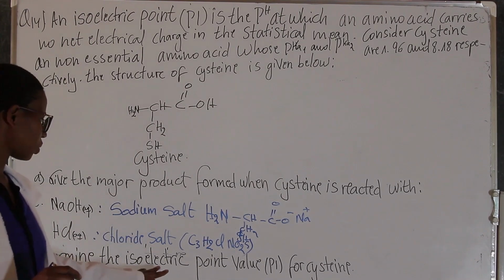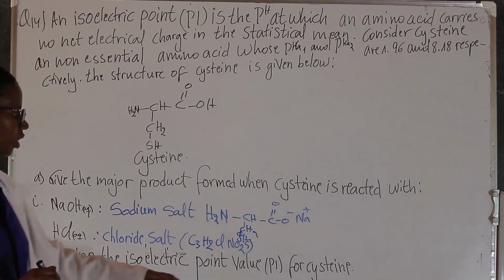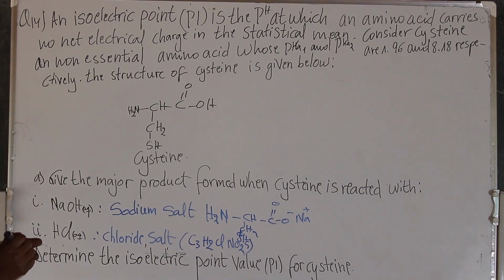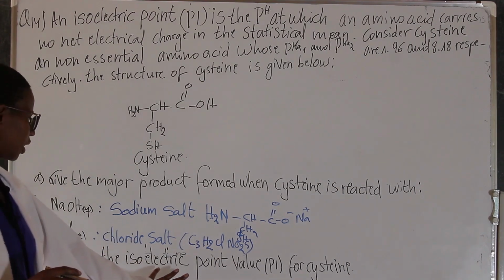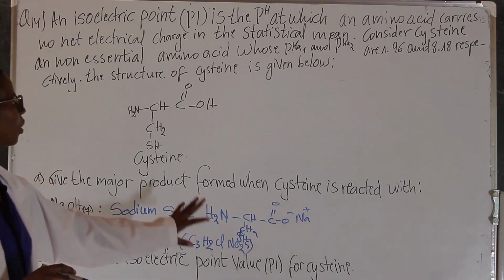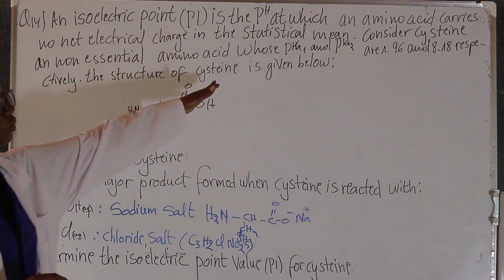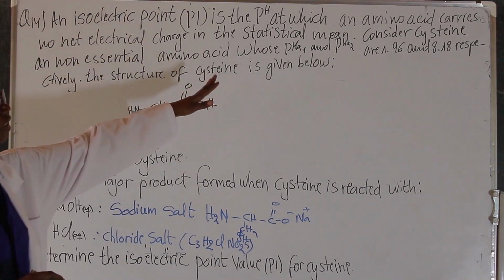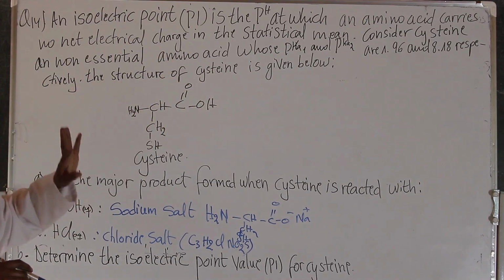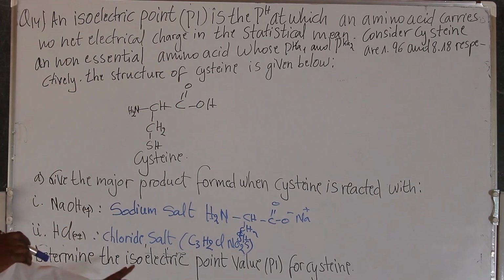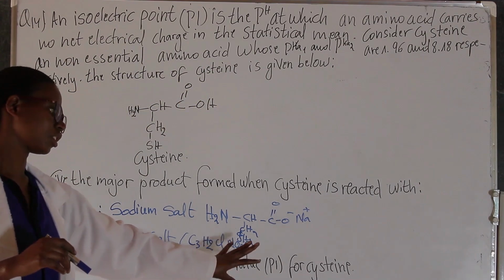Determine the isoelectric point value, pH, of the crystalline. As you know, to calculate the isoelectric point value, we add pKa1 plus pKa2, then divide by 2. We get this isoelectric point value.